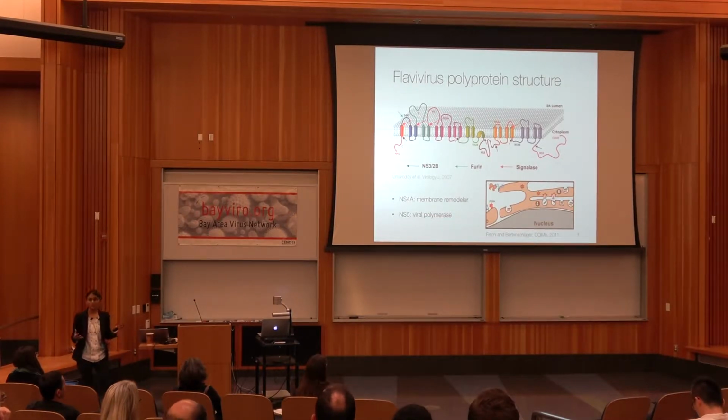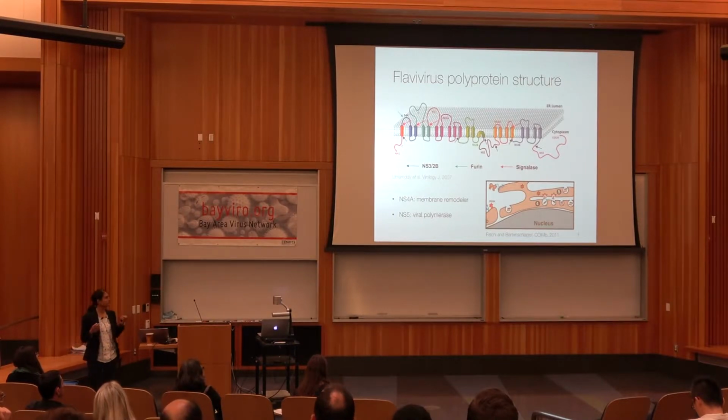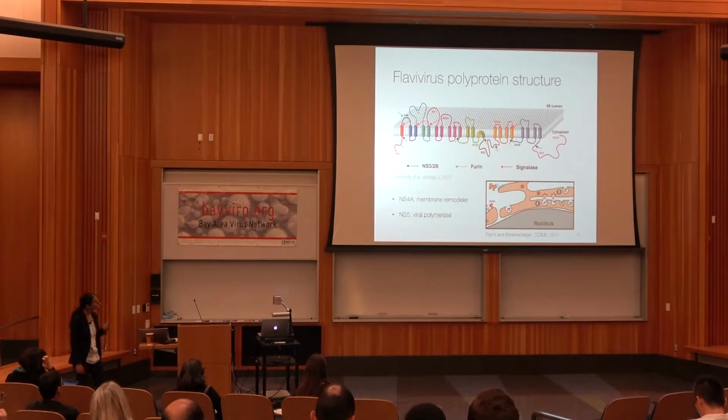Its primary role is to bend the ER membrane to create these invaginations where virus replication occurs. And then the second protein I want to highlight is NS5, right here on the C terminus of the polyprotein. And that is the viral methyltransferase and polymerase. And it's responsible for replicating these viral genomes in these replication compartments. Okay.